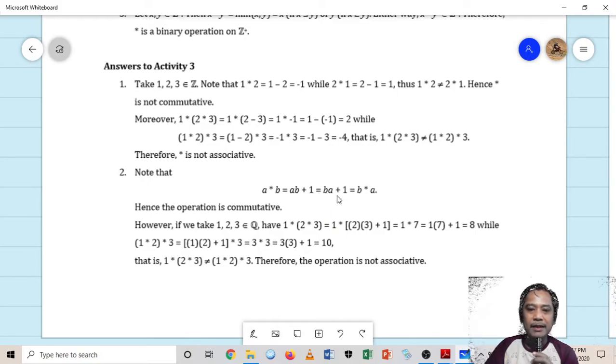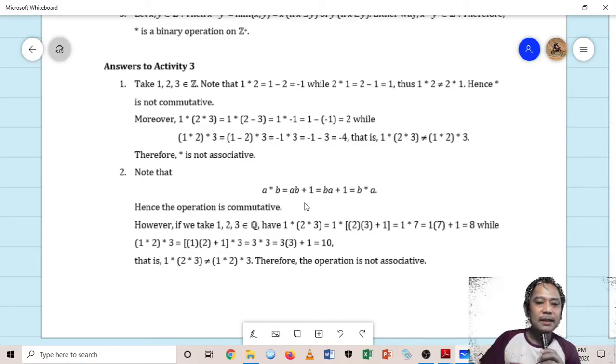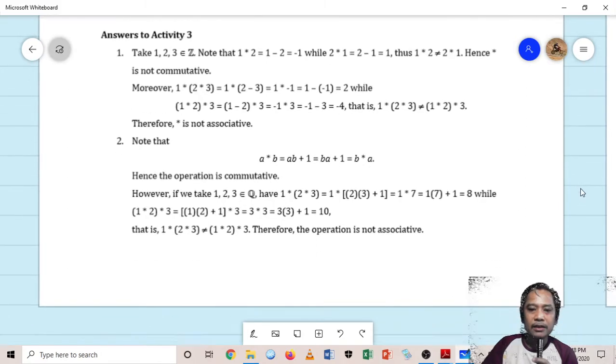So just copy plus 1. But BA plus 1, by definition of asterisk, will just be B operation A. Meaning, A operation B is equal to B operation A. Hence, we say that the operation asterisk is commutative. But we suspect that it is not associative. If so, we would show a counterexample.